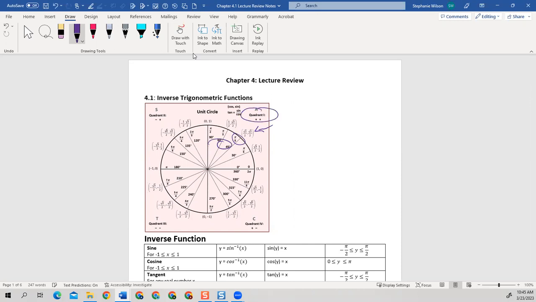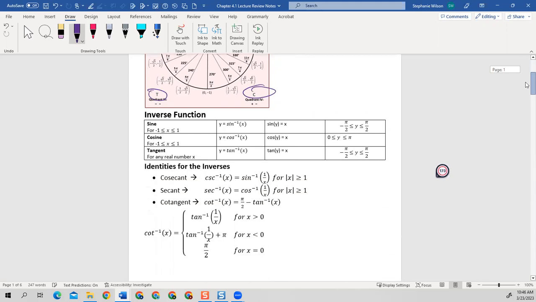It has the quadrants and the signs in each quadrant. It has the ordered pair and tangent here. So this is very helpful. And then you have some helpful information on labeling that might help you. So definitely keep working at memorizing it. It will help you in this course.